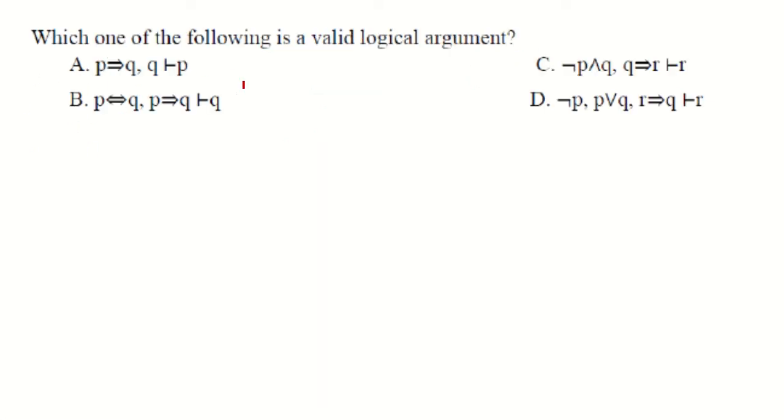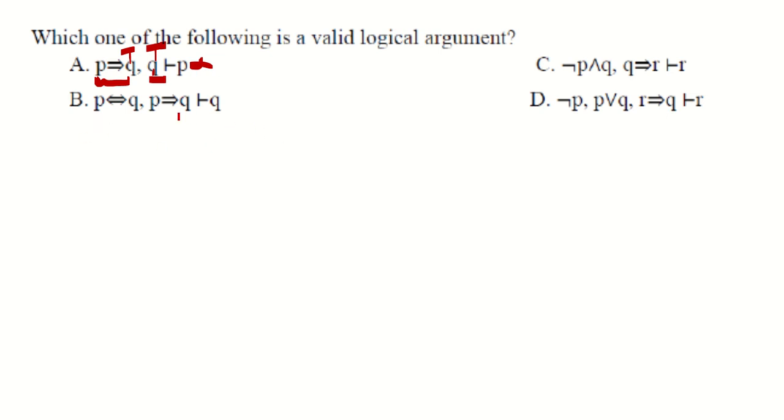Next one, which one of the following is a valid logical argument? Valid means considering the premise as true, this is true, that means this is also true. If this is true, we don't care about P, whether it is true or false. We cannot conclude P as true, because the whole premise is true. But we know Q is true from the other premise. So if Q is already true, P can be true or false, the whole premise will be true. So we cannot conclude about P. So this is not valid.